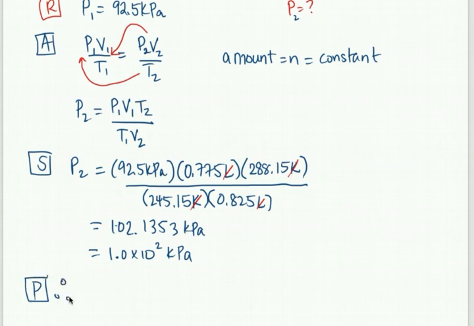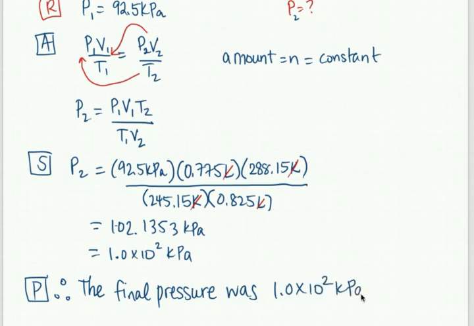Therefore, the final pressure. Make sure you're stating either initial or final with whatever it is that you're finding, so it's really clear that you understand what you were supposed to find. So the final pressure was 1.0 times 10 to the 2 kilopascals, and don't forget your units as well.